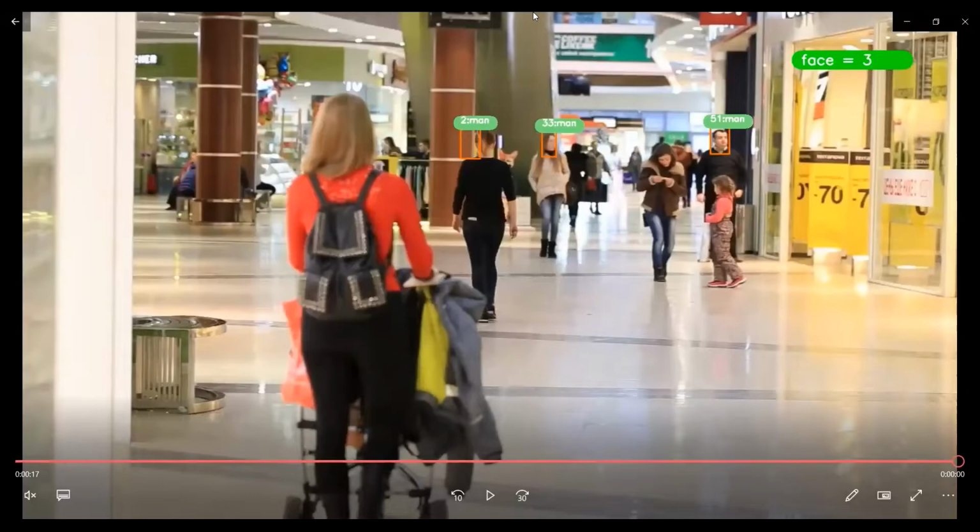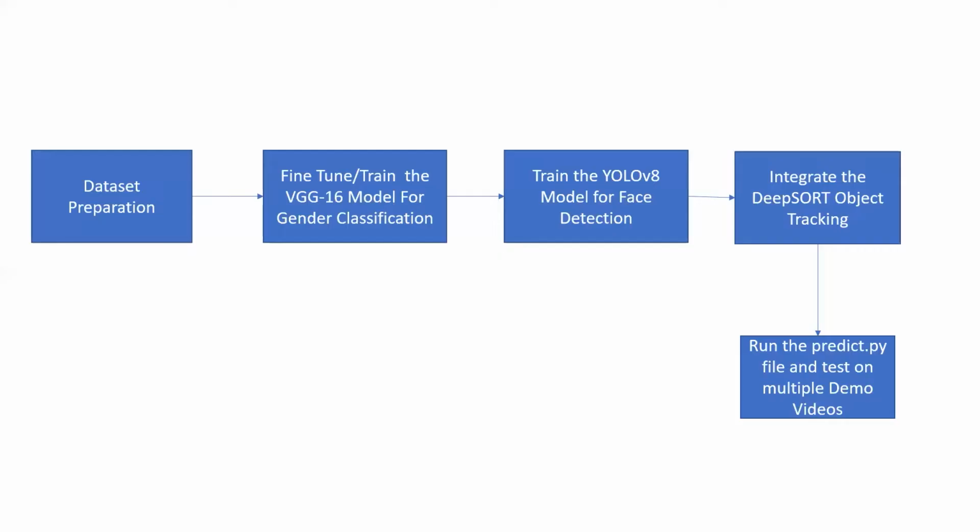So here you can see the complete workflow on your screen now. I will explain the complete workflow first, and then we will go towards the code part. In the workflow, first you can see we have the dataset preparation step. In this step, we will gather a dataset of men and women images so we can train the VGG16 model for gender detection.